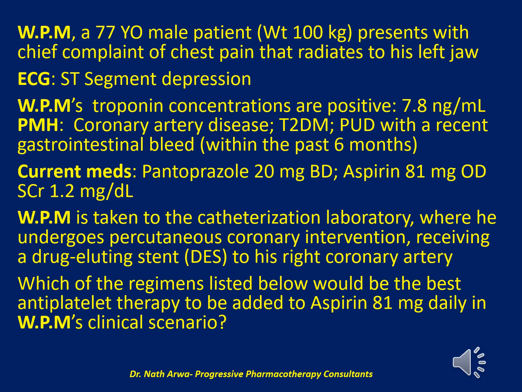His current medications include pantoprazole 20 mg orally twice daily, and aspirin 81 mg orally once daily. His serum creatinine is 1.2 mg per deciliter. WPM is taken to the catheterization laboratory, where he undergoes percutaneous coronary intervention, receiving a drug-eluting stent, abbreviated as DES, to his right coronary artery. So my question to you is, which of the regimens listed below would be the best antiplatelet therapy to be added to aspirin 81 mg daily in WPM's clinical scenario?